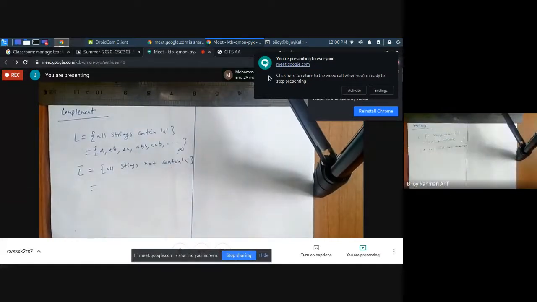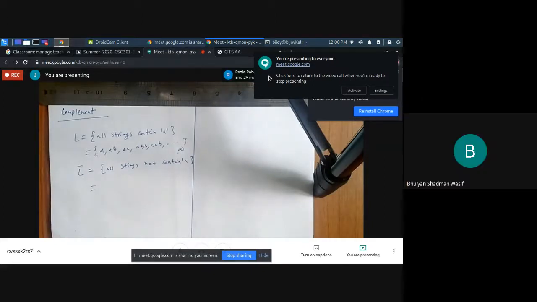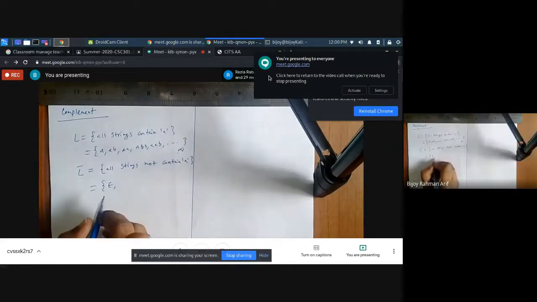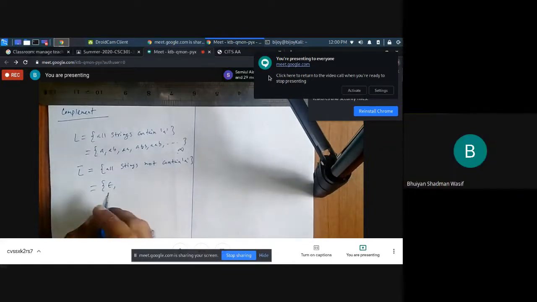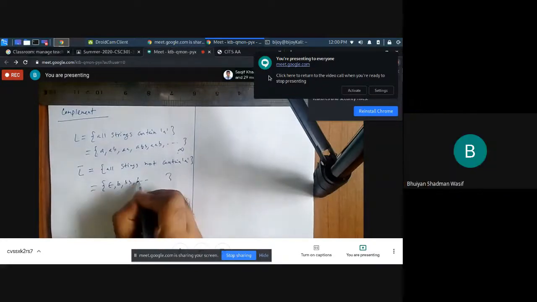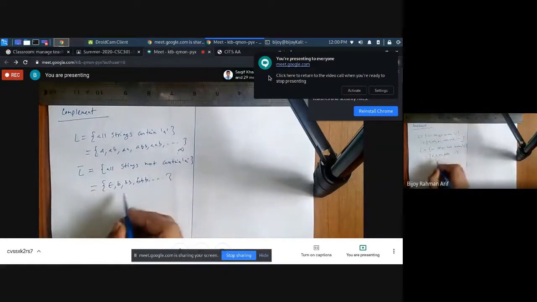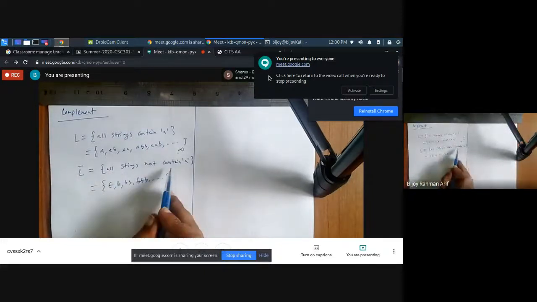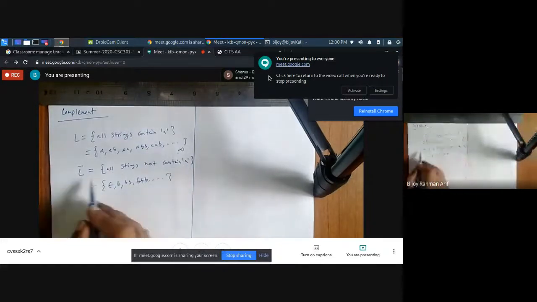What is the language in the complement? What would be the first string? So epsilon. Epsilon, then B, BB, so on. All the B's, triple B, so on. So remember, it is nothing like all strings contain B. That is not the complement of A.